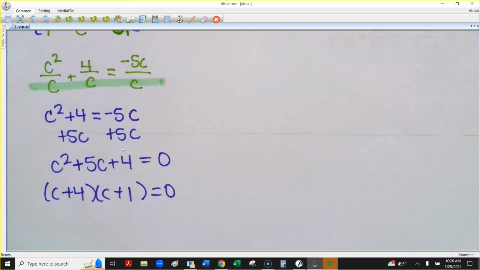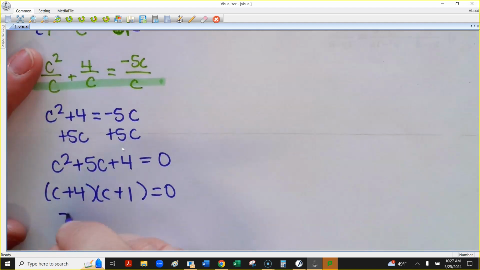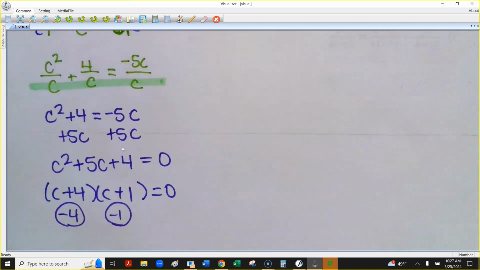Now, what are the actual answers to that? Because that's 2 factors set equal to 0. Negative 4, negative 1. The only number that would cause me a problem in the original problem would be if C was 0, but we didn't get that, so both of those answers will work for that question. Does anybody have a question?